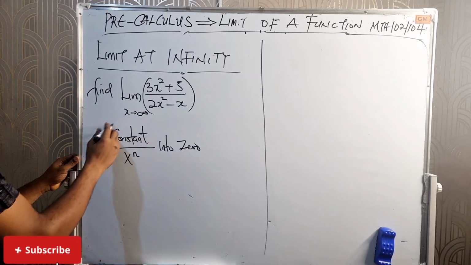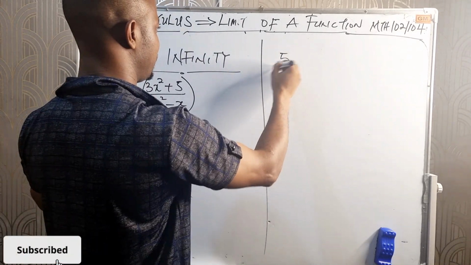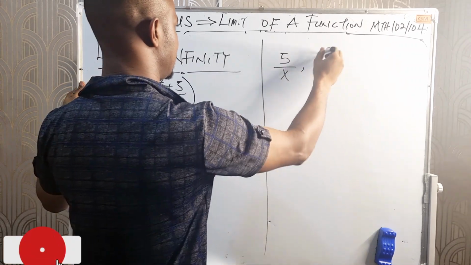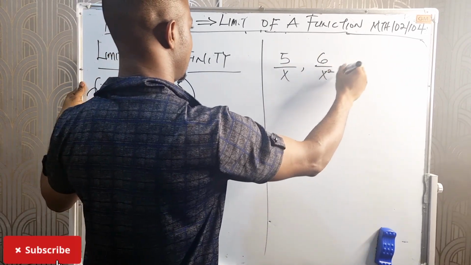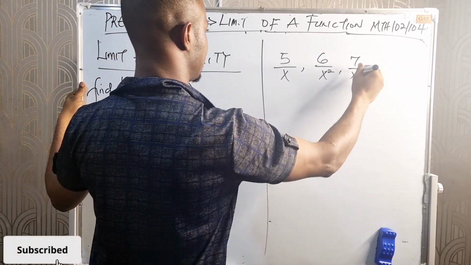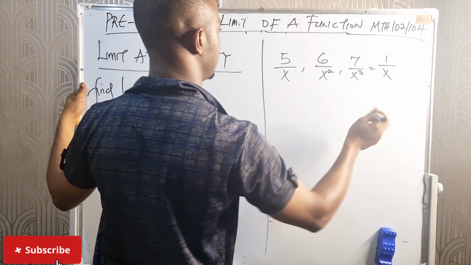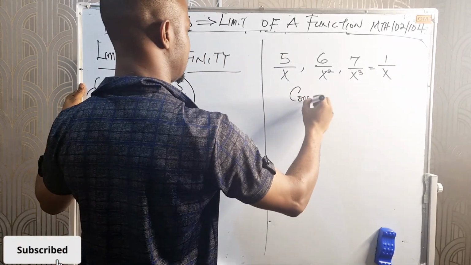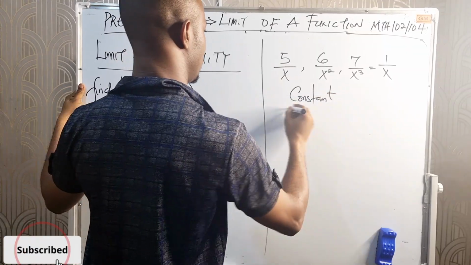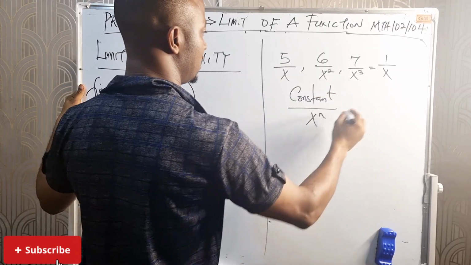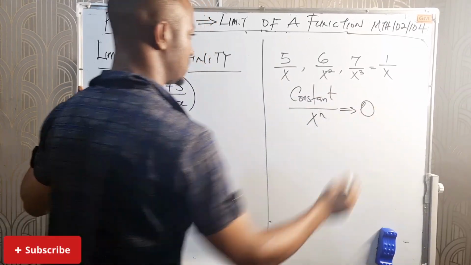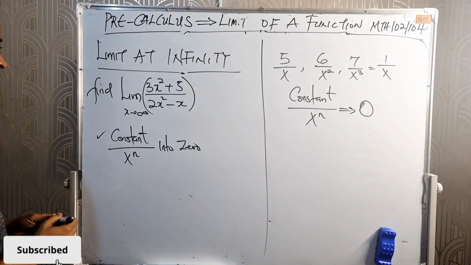What I mean by this is this. When you have things like 5 over x, 6 over x squared, 7 over x cubed, let's say 1 over x, we call this constant over x to the power of n. They must be converted to what? To 0. Alright? So let's proceed.